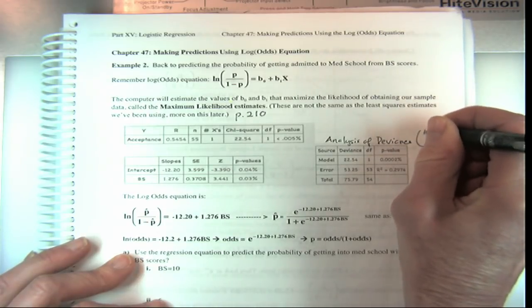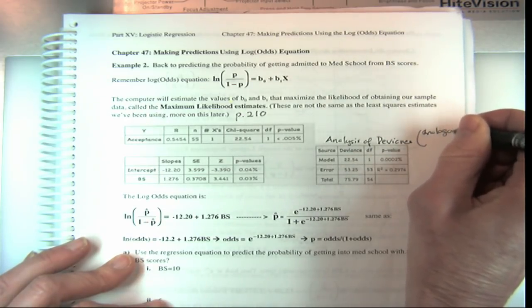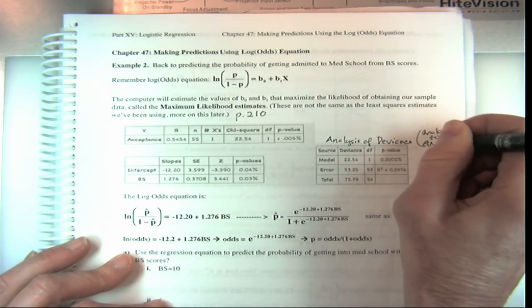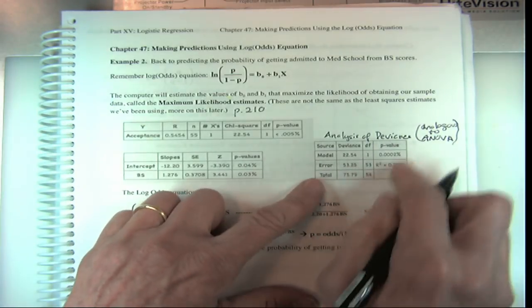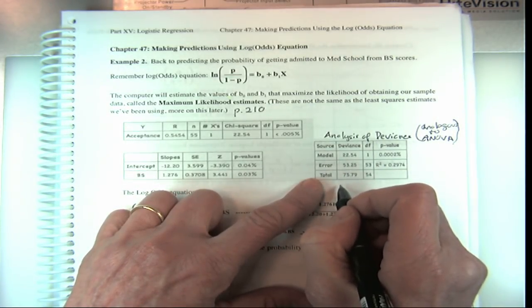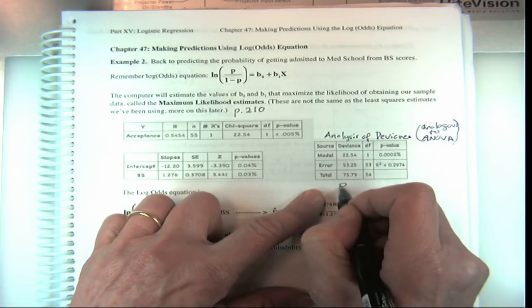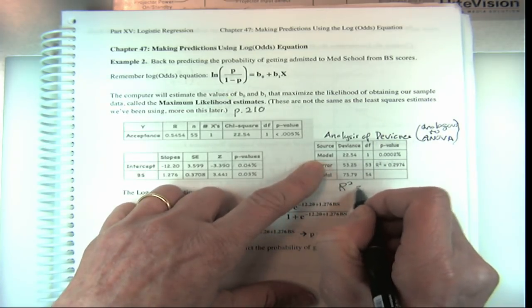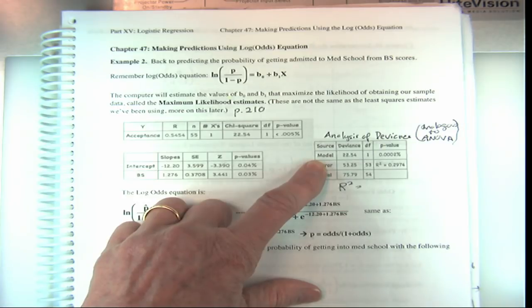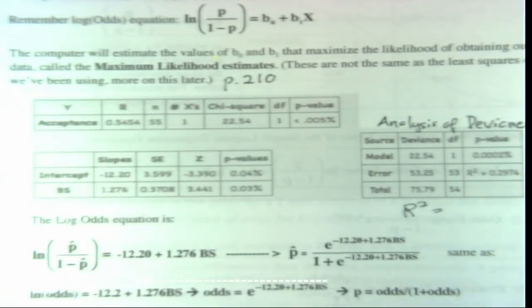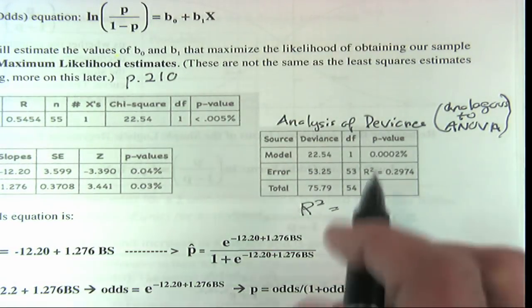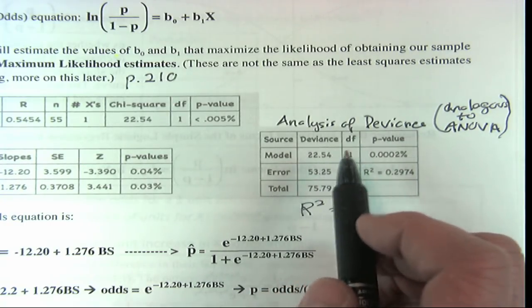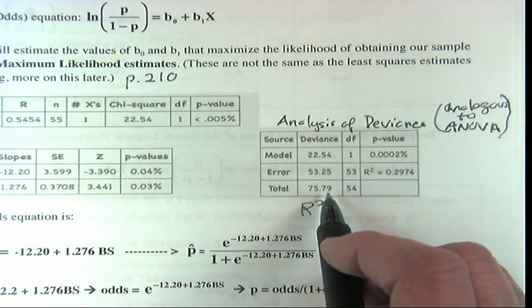That's analogous to our ANOVA table. It's completely analogous. For example, you get this R squared right here. Sorry, this is so small. This is what I'm looking at right here. So right here is like our sum of squares model. And usually we had R squared as sum of squares model over sum of squares total.